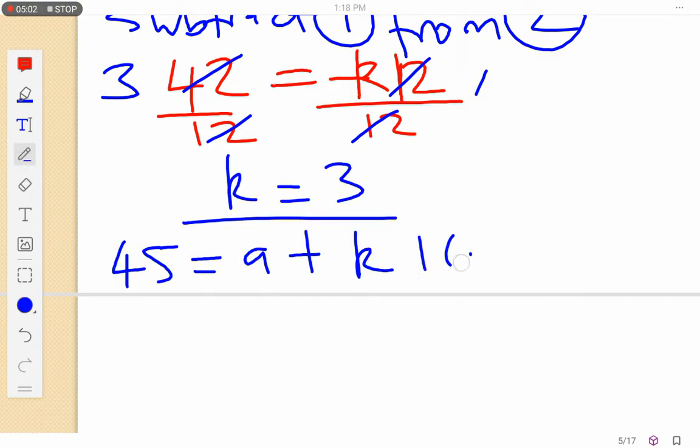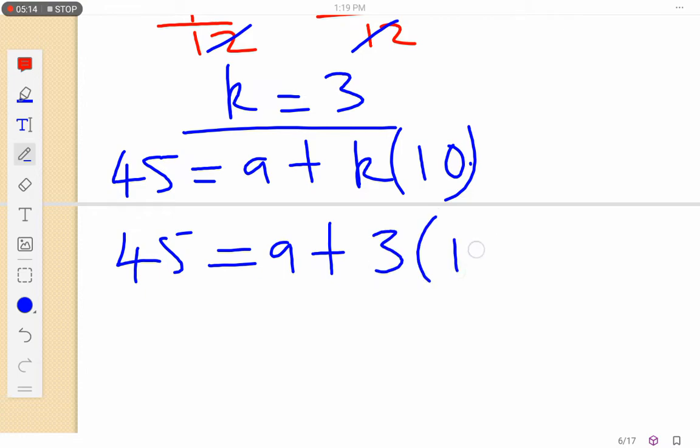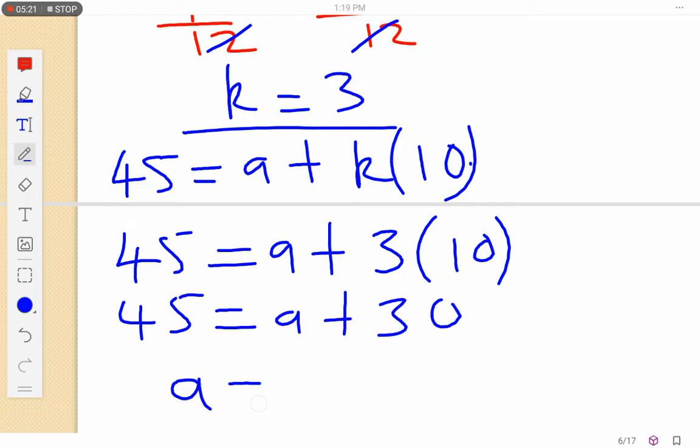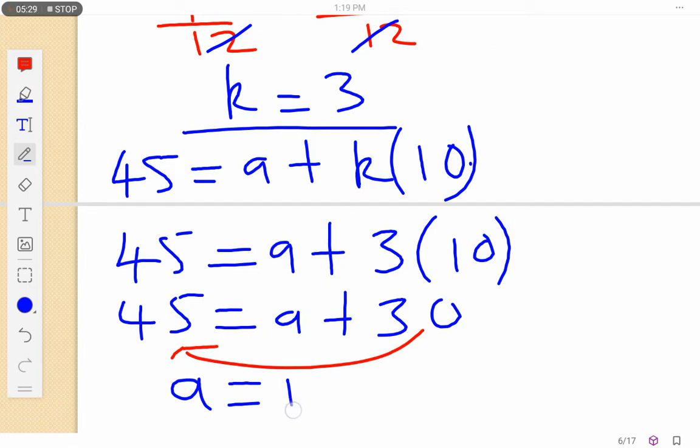Let me write 10. Okay, like this. Now substituting, I've got 45. Remember, my k is 3, so I've got 45 is equal to a plus 3 by 10. I've got 45 is equal to a plus 30. Then my a becomes, I can simply subtract 45 minus 30. Then I get my a is 15.